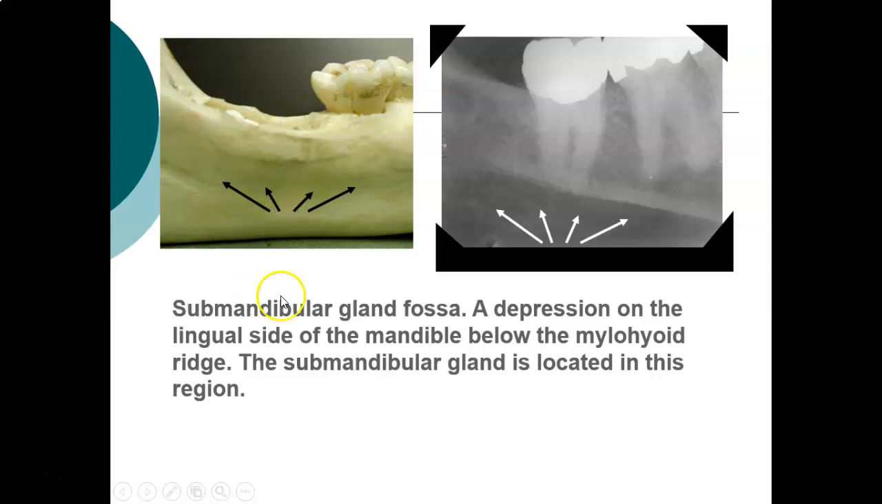Showing lots of pictures of the submandibular gland fossa. Make sure that you remember that whole phrase so you can write it out on the landmark exam, submandibular gland fossa. If you put your tongue down in the floor of your mouth and really off to the side, you can feel those glands, and we palpate it with our fingers too during our intra-extraoral exam. It's a depression on the lingual side of the mandible below the mylohyoid ridge, and the submandibular gland is located in this region.